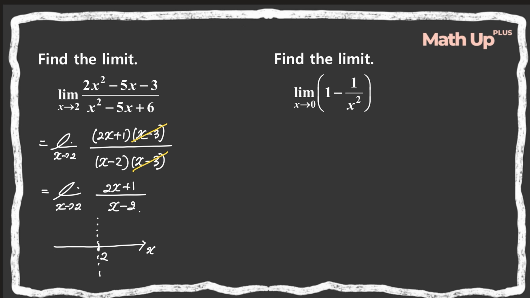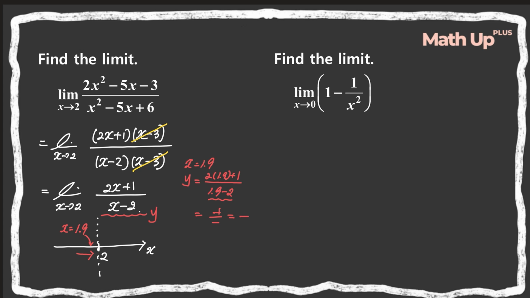So as x approaches 2 from the left-hand side, let's pick a value of x. Let's say x is 1.9. If x is 1.9, the y value is equal to 2 times 1.9 plus 1, that's positive, right? Over 1.9 minus 2, this is negative. So positive over negative, that's negative. So as x approaches 2 from the left-hand side, the function approaches negative infinity. Does that make sense? Now let's look at the right-hand limit.